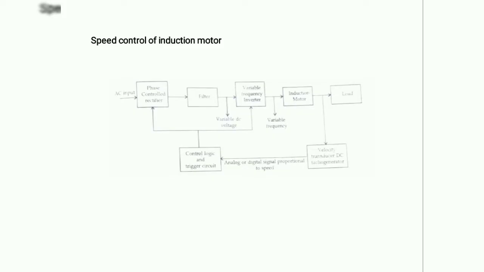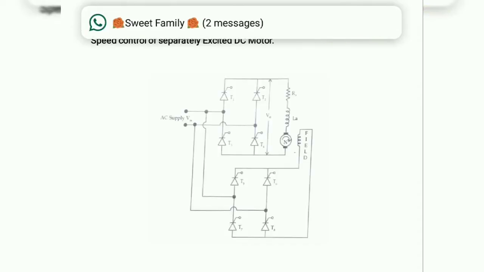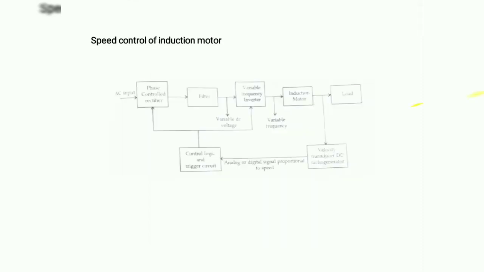Next concept, speed control of induction motor. It mainly consists of a phase controlled rectifier circuit, filter circuit, variable frequency inverter circuit, induction motor, DC tacho generator, and control logic trigger circuits. In this block diagram, the motor speed is sensed by the tachometer, the tacho generator.